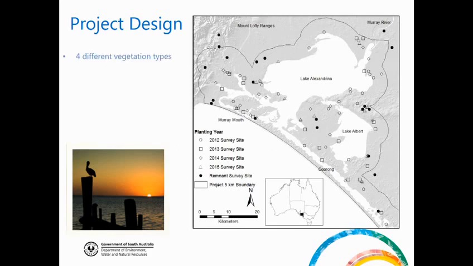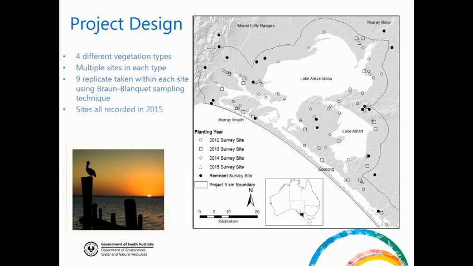There were 4 different vegetation types, which have been alluded to before. In terms of the overall assessment of vegetation types, we're only looking at 4, which is why you'll see some odd numbers. We also looked at multiple sites in each vegetation type, and then there were 9 replicates taken within each site, and the assessment was using a Braun-Blanquet cover sampling technique. And as I said previously, all sites were recorded in 2015 for this particular work.